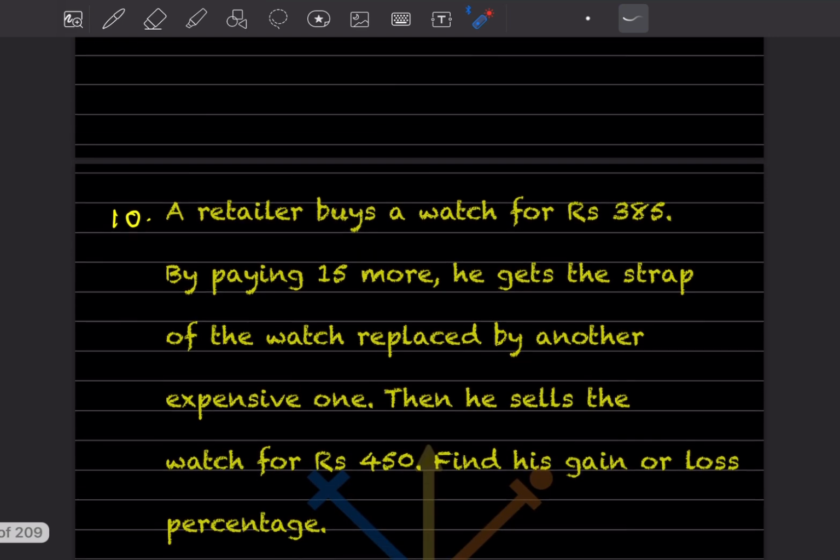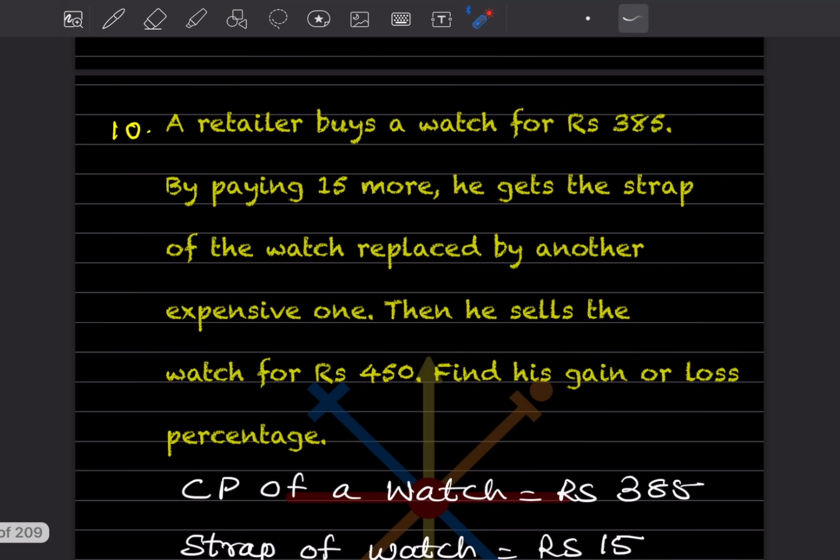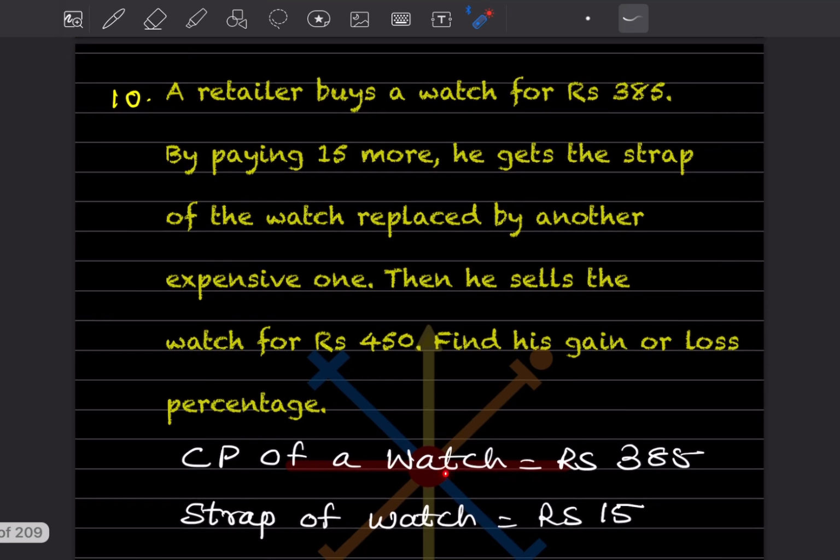A retailer buys a watch for rupees 385. By paying 15 more, he gets the strap of the watch replaced by another expensive one. Then he sells the watch for rupees 450. So find his gain or loss percentage. So what are you going to do here? First we'll see the cost price of the watch. What is it? Because he buys a watch, that means that is the cost price, which is given as 385.